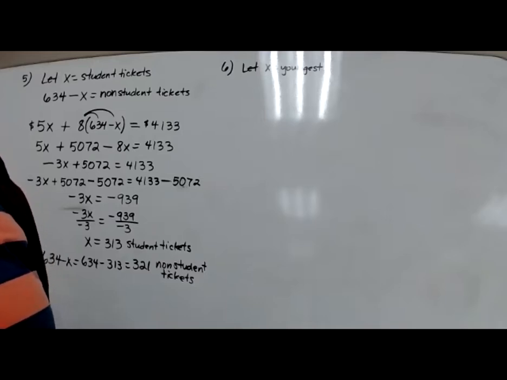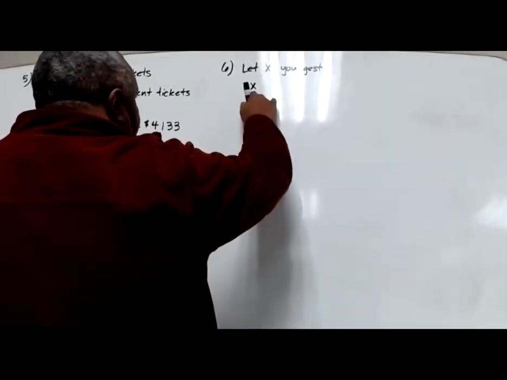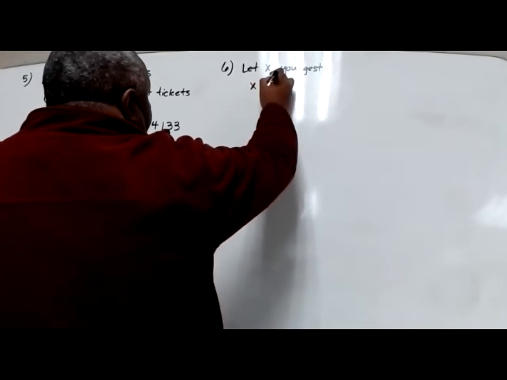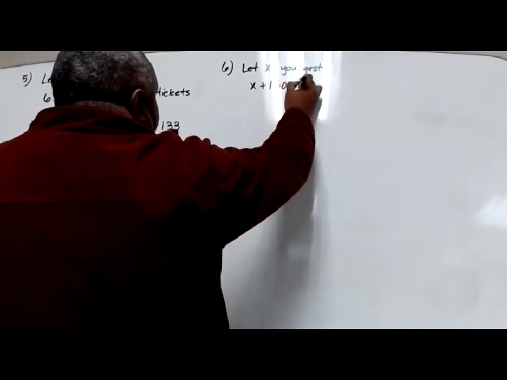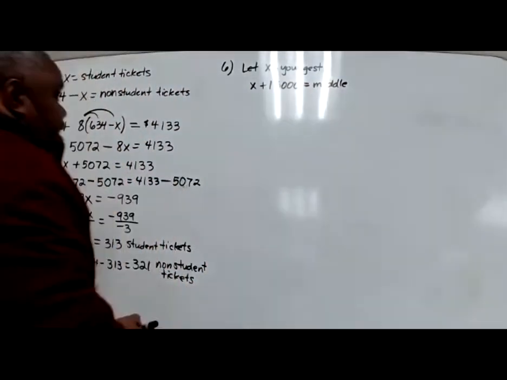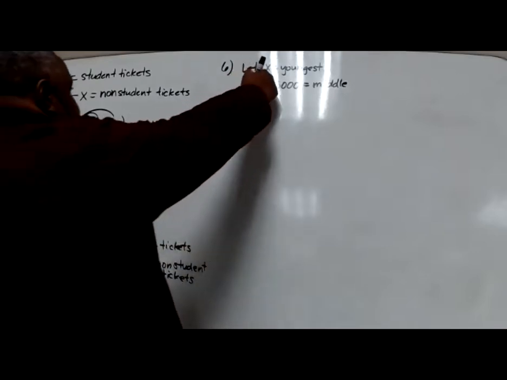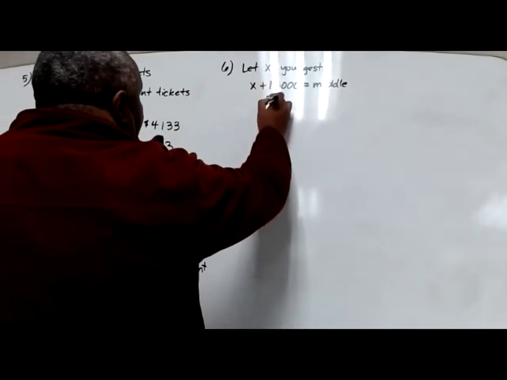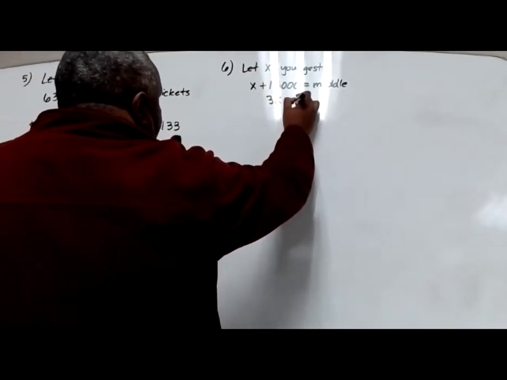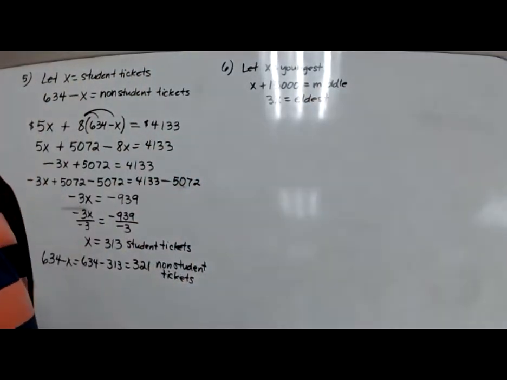We also know something else. The middle sibling receives $15,000 more than the youngest. The youngest is represented by x, so x plus 15,000. That's the amount that the middle child received. And we know that the eldest receives 3 times as much as the youngest. Well, if x is represented by the youngest, then 3x, or 3 times x, would be the amount that the eldest child received.